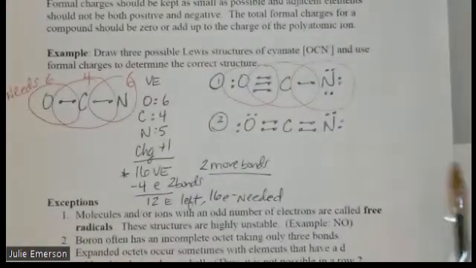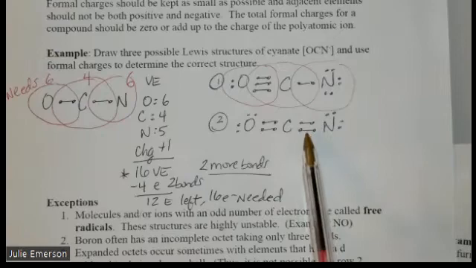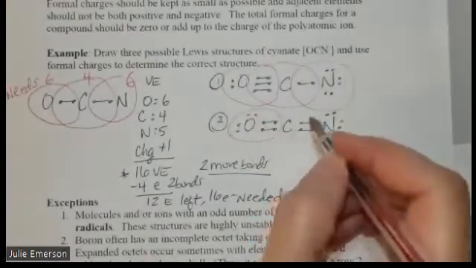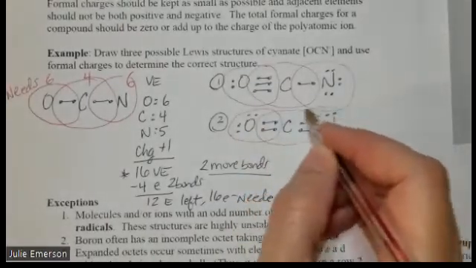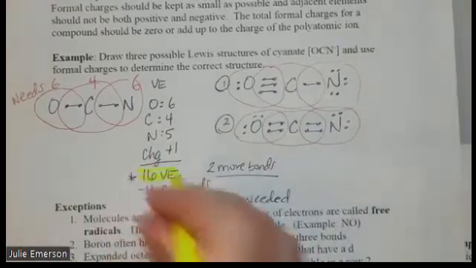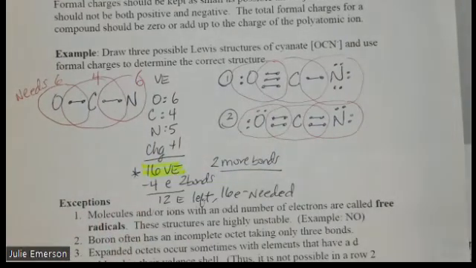Again, there should be 16 electrons here: 2, 4, 6, 8, 10, 12, 14, 16. And everybody should have an octet. Oxygen, 2, 4, 6, 8. Carbon has 8. Nitrogen has 8. So that's another possible structure. Everybody has the octet rule, and I've used my magic number of electrons here, which is 16.